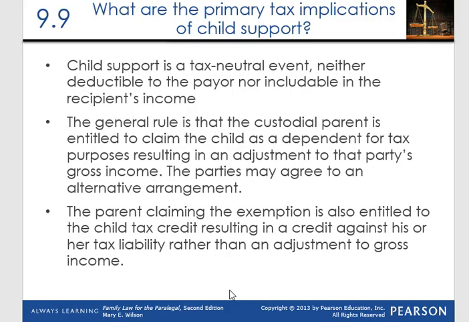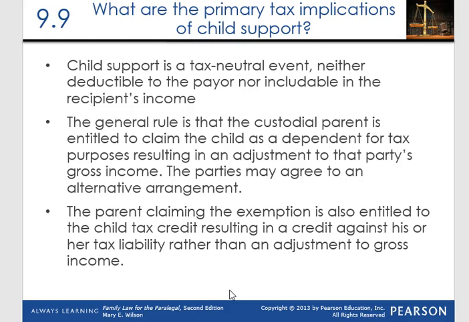Identify the primary tax implications of child support. Child support is a tax-neutral event, meaning it is neither deductible to the payor nor includable in the recipient's income. The general rule is that the custodial parent is entitled to claim the child as a dependent for tax purposes, resulting in an adjustment to that party's gross income. The parties may agree to an alternative arrangement. Typically, in shared parenting type circumstances, they will alternate the tax dependency exemption.